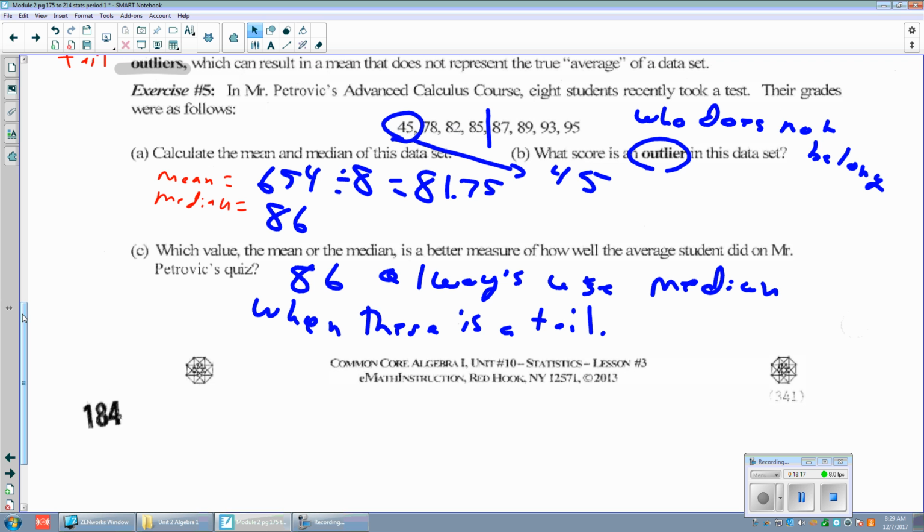Every time I see them ask this question on your midterm or your final exam, it's always use the median because there's a tail. Every single time they ask this question. This is the only way they can ask that question. They can't ask it any other way. Okay.